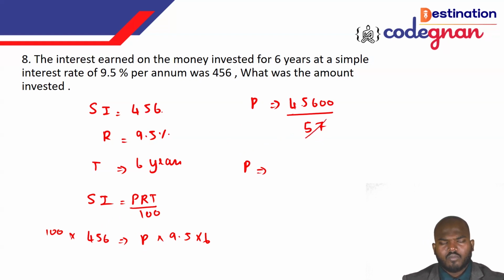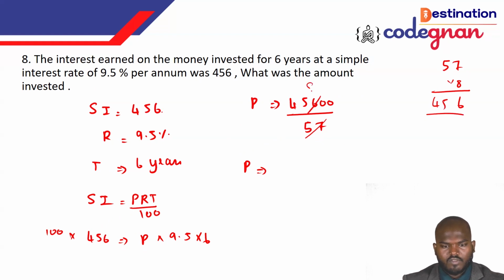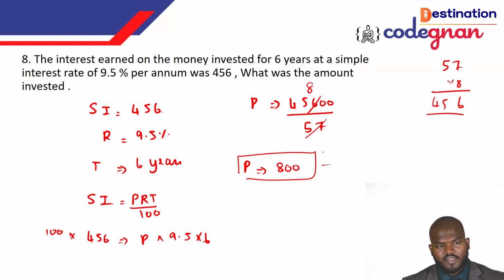57, last digit, how many digits? It will be 8 times something. You see this one, I'm multiplying here. 57 times 8 means 8 times 7 is equal to 56. 8 times 5 is equal to what? 40. 40 plus 5, 45. So that is 456. Then the principal is equal to 800. Okay, so this is how you will find the answer here.